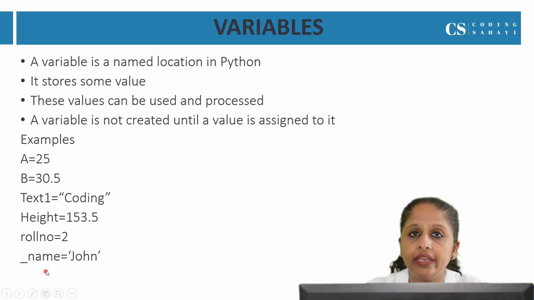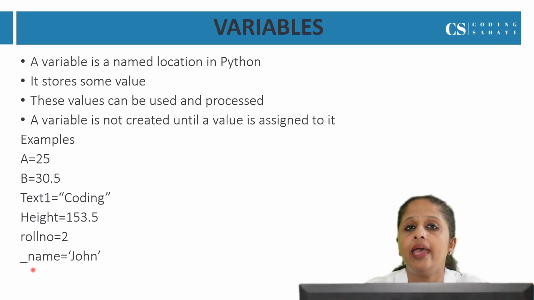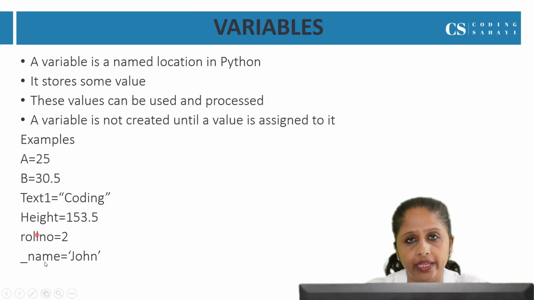Then we have another variable underscore name. I told you while naming an identifier we can use only one special symbol, that is underscore, and an identifier can start with either an alphabet or the underscore symbol. So here I am giving underscore name equal to John. John is also a string literal. So here John is the name that I am assigning to the variable underscore name. Like this we are assigning values to variables.